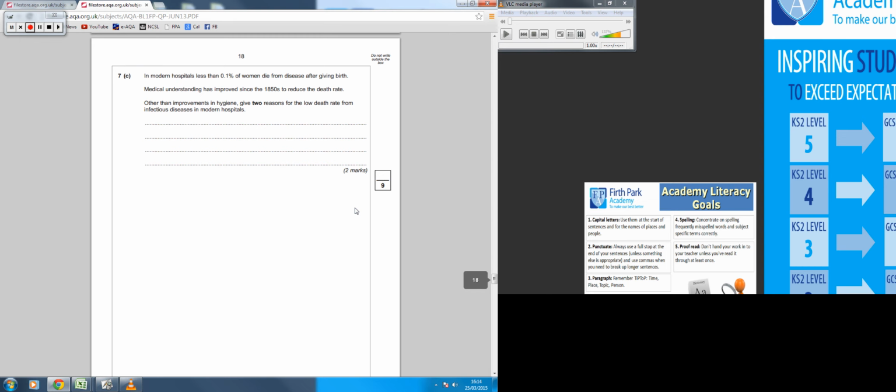It says, in modern hospitals, less than 0.1% of women die from disease after giving birth, so it's got much, much better. Medical understanding has improved since the 1850s to reduce the death rate, other than improvements in hygiene. So this isn't about having cleaner hands or cleaner equipment, so you need something new. If you put that down, you won't get any marks. Give 2 reasons for the low death rate from infectious diseases in modern hospitals. So 2 reasons, 2 bullet points please.